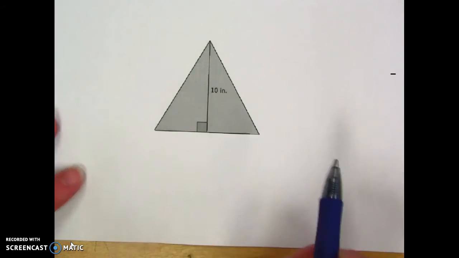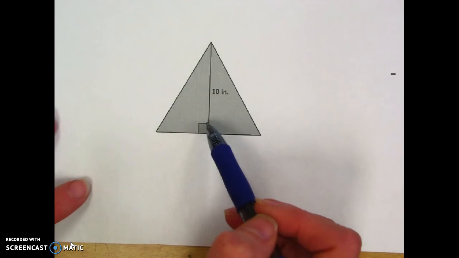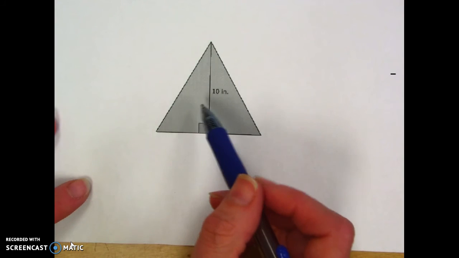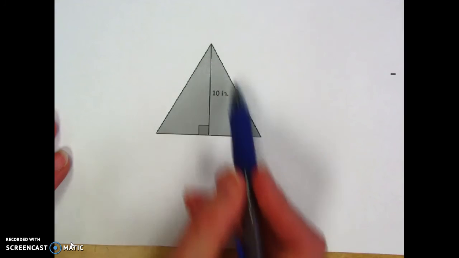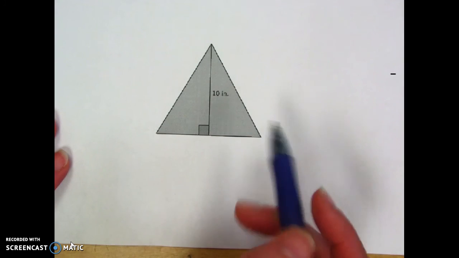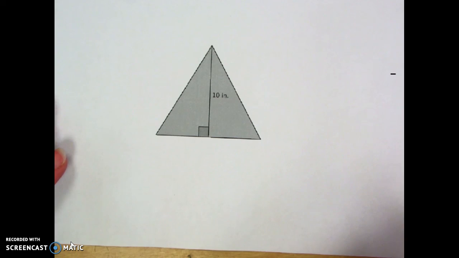And in this problem, we have a right angle here, and we may be working with one or the other of these triangles. This triangle is not a right triangle, so we would not be able to work with it using the Pythagorean theorem. So we just have to watch out for that.